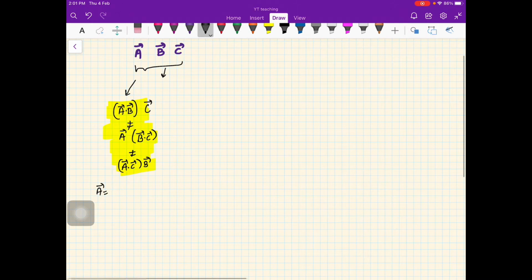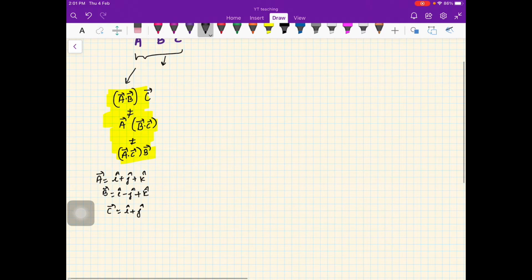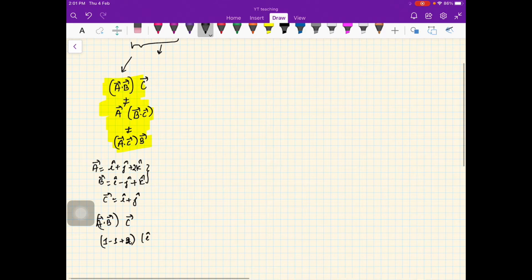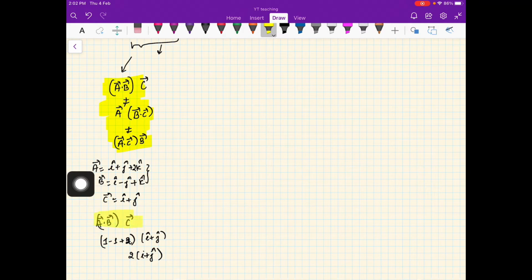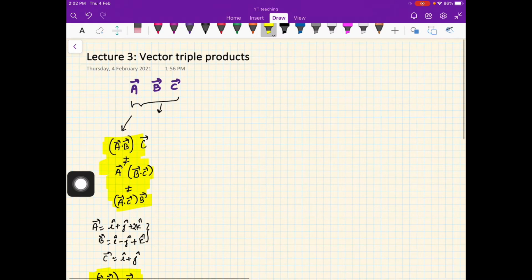For example, if I give you vector A as i plus j plus k, vector B as i minus j plus k, and vector C as i plus j, then you can very easily find A dot B into C vector. You can do the dot product here, so that will be 1 minus 1 plus 1, which is 2. 2 into C vector, that is i plus j vector, so you get 2i plus 2j vector. So the calculation of this product which we have defined is very simple.